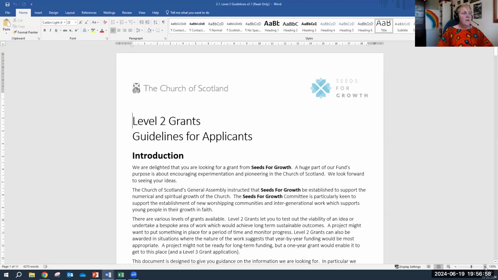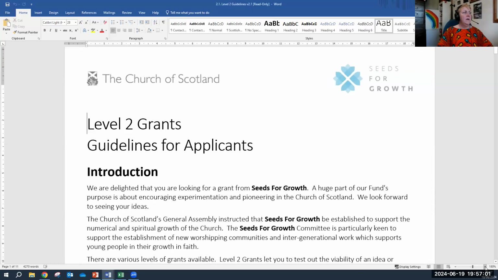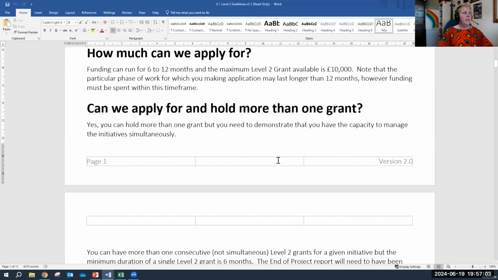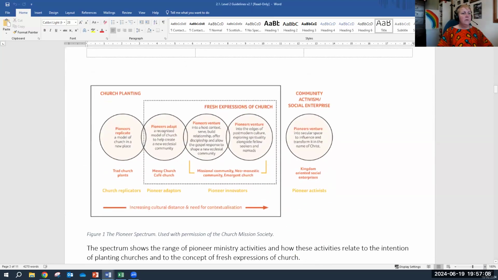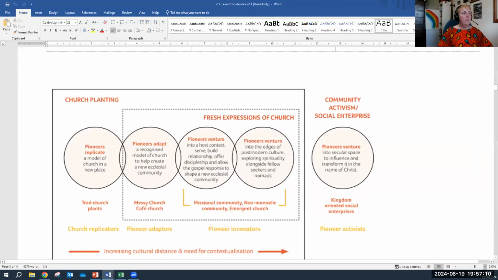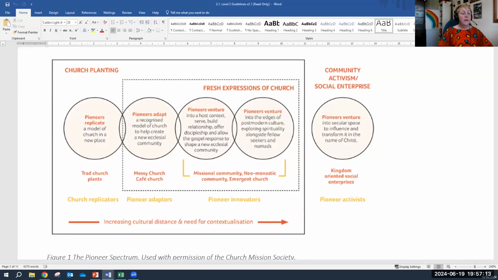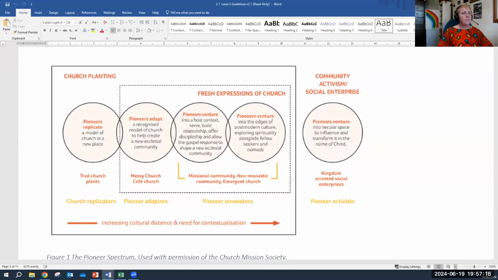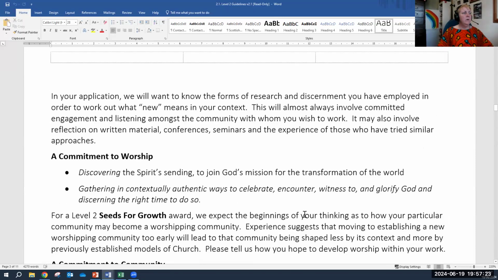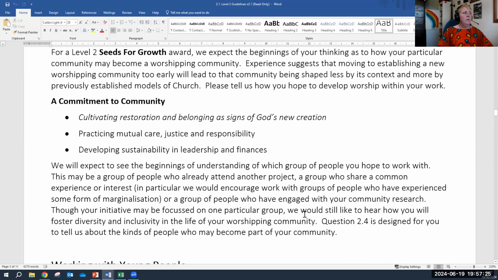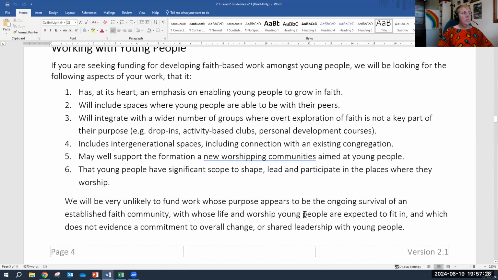So this is the guideline document that is sent out with the application form. We've worked through this bit. We've done the criteria. This is the graph I was telling you about, what the Pioneer spectrum looks like. But you can literally just Google Pioneer spectrum and it will also come up. And we talked about what new was. We talked about what worship was. We talked about what community was. We talked about you working with young people. So that's where we are if you do have the document.